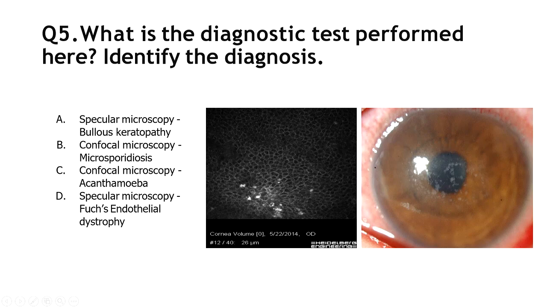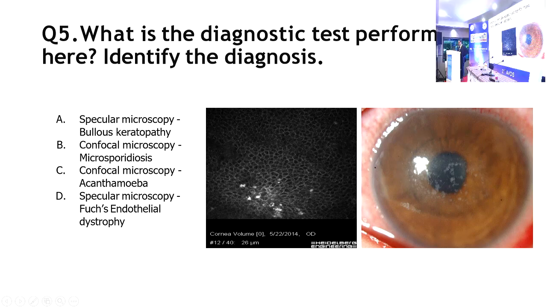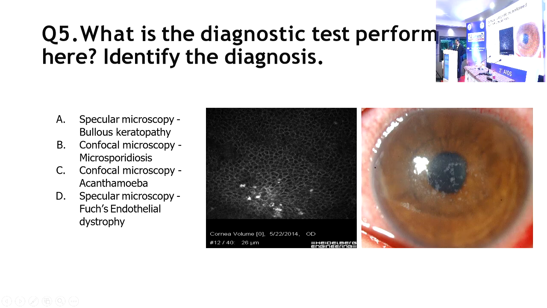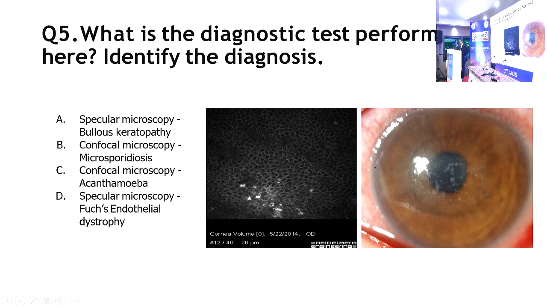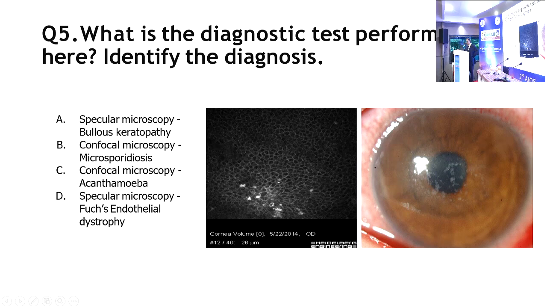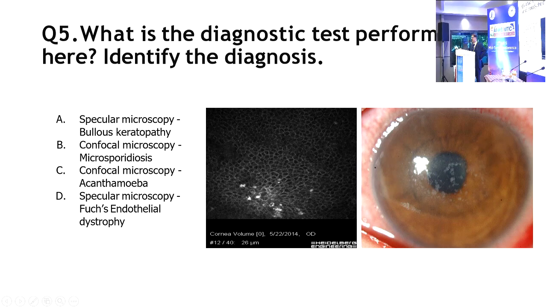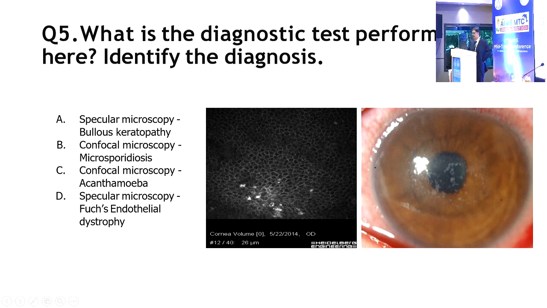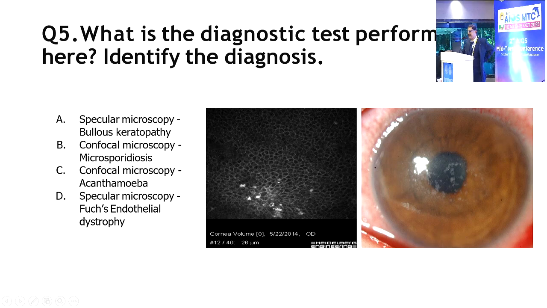So what is the diagnostic test performed here, and identify the diagnosis? Option A is specular microscopy, and the diagnosis is bullous keratopathy. Option B is confocal microscopy and microsporidiosis. Option C is confocal microscopy and the diagnosis is acanthamoeba. Option D is specular microscopy and it is Fuchs endothelial dystrophy. Your time starts now. What is the diagnostic test performed, and identify the diagnosis?